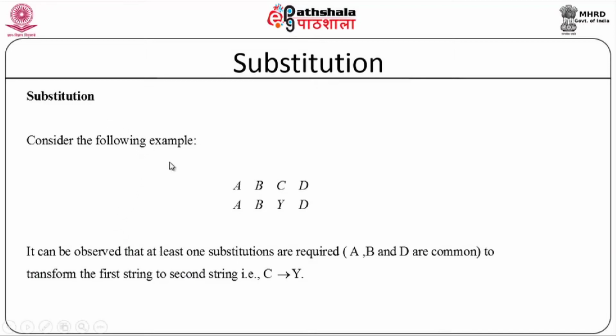We will see examples of this. First, we will take the substitution. I am given one string ABCD and another string ABYD. Substitution means you can see that A, B, D are common between these two strings, and substitution means replacing this C with Y. This is what we are calling substitution.